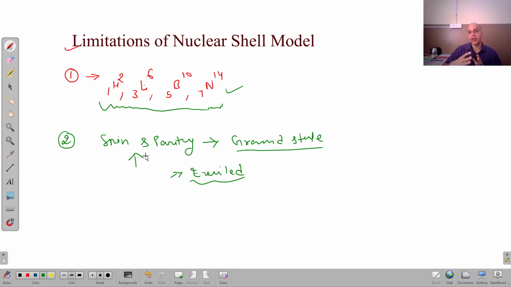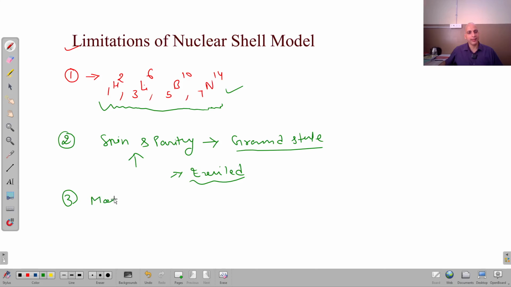It means we are not able to calculate the spin and parity of the different nuclei which are in the excited state. It only predicts correctly when the particular nucleus is in the ground state, right? So this is a big drawback, because when a nucleon is excited to a higher energy state while leaving its own state, in that case this model fails to explain the spin and parity correctly, right? So this is the second drawback. Now I am coming to the third one.